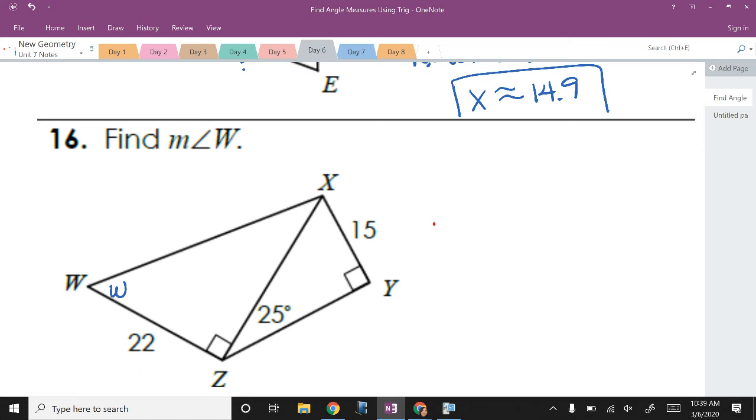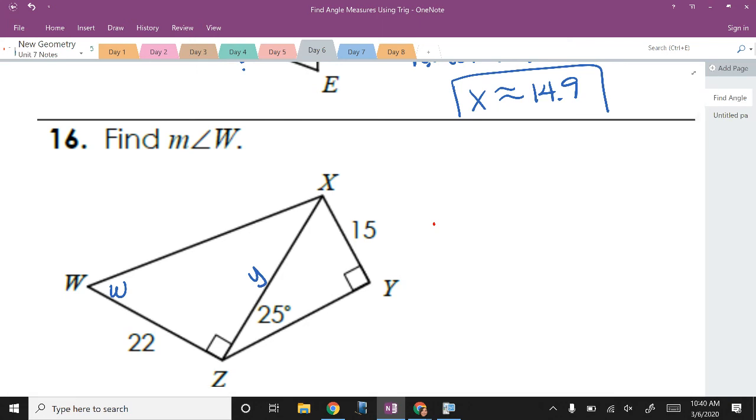So, you see how they share XZ here? They share it. So I need to find the length of XZ before I can find angle W. Somebody give me a variable. Y. Okay. Little y. So I got to find little y before I can find angle W.